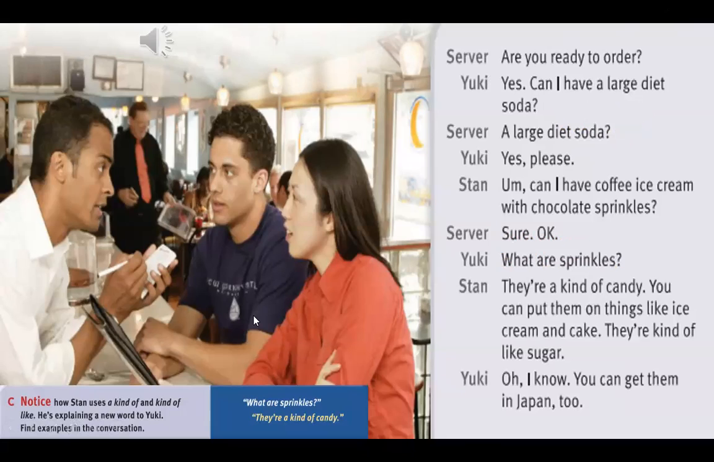Page 90, lesson C. They're a kind of candy. One, conversation strategy, explaining words. Listen, what do Yuki and Stan order? Are you ready to order? Yes. Can I have a large diet soda? A large diet soda? Yes, please. Can I have coffee ice cream with chocolate sprinkles? Sure. Okay. What are sprinkles? They're a kind of candy. You can put them on things like ice cream and cake. They're kind of like sugar. Oh, I know. You can get them in Japan too.